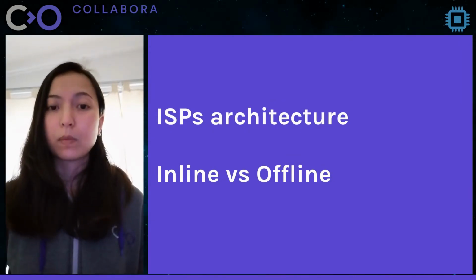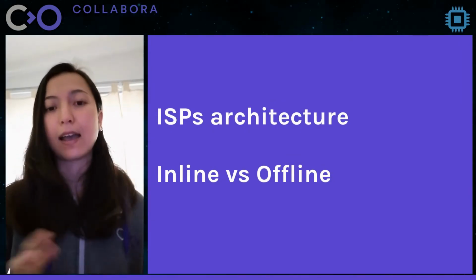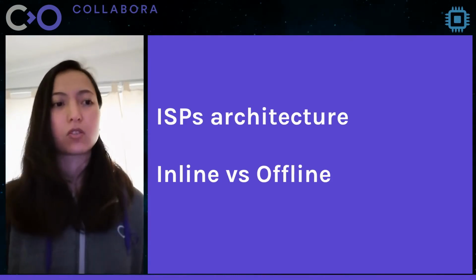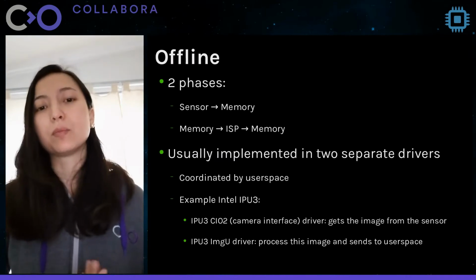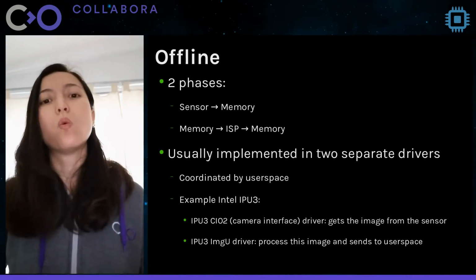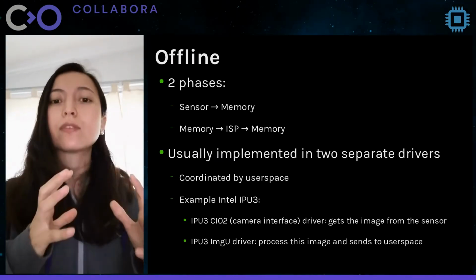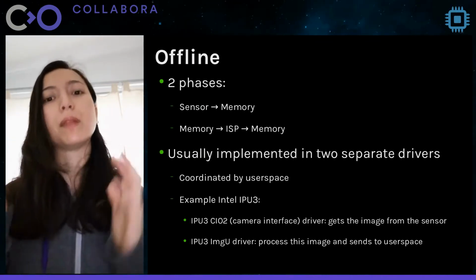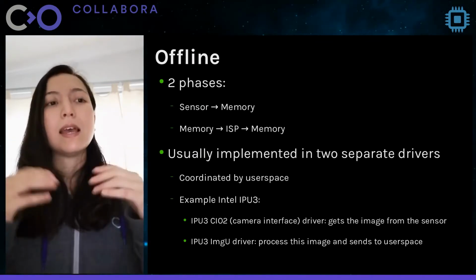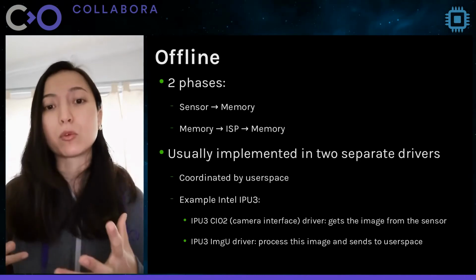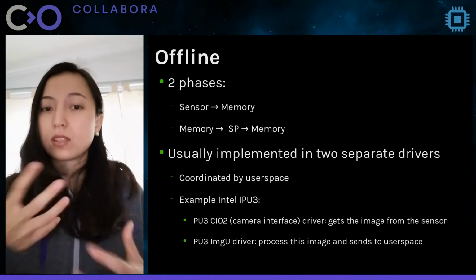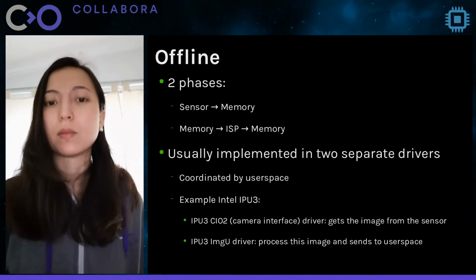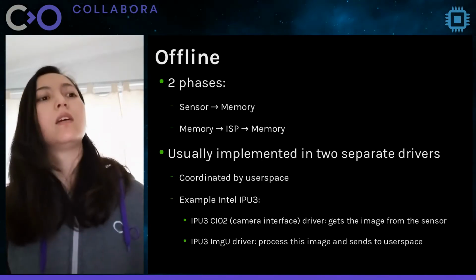Now let's talk a little bit about different kinds of ISPs, so inline versus offline. Offline ISPs can be divided in two phases. One is to retrieve the information from the sensor and place it somewhere in memory. The other one is getting this memory, that's usually in a Bayer format, doing some kind of processing and placing it back in memory.